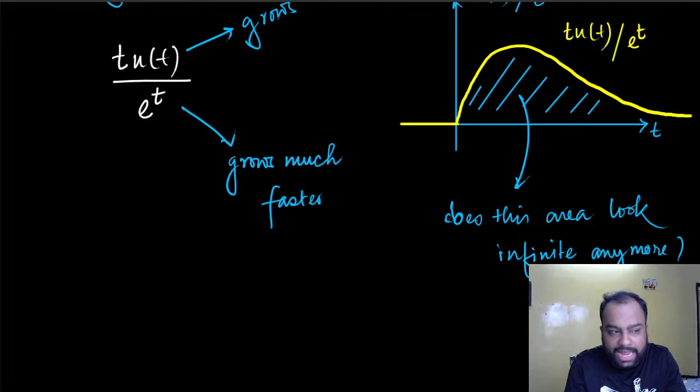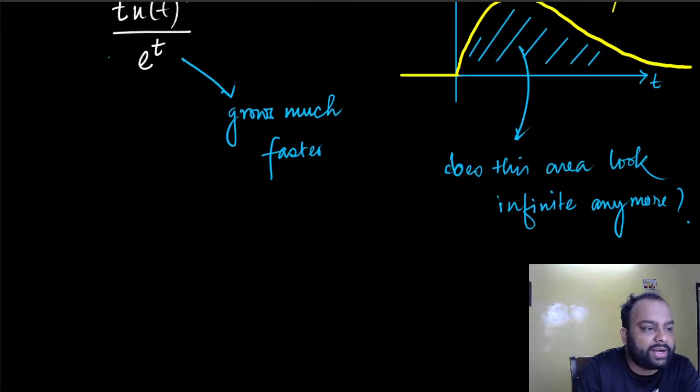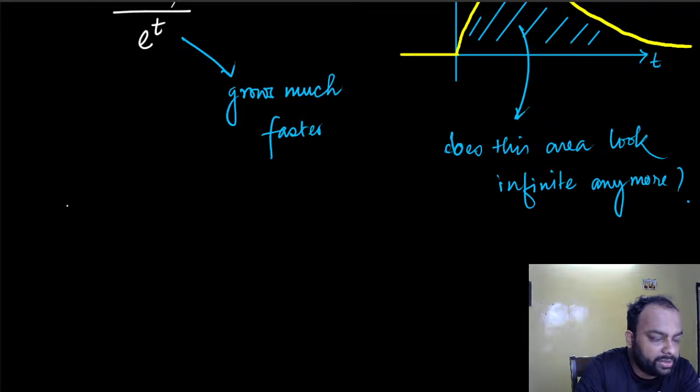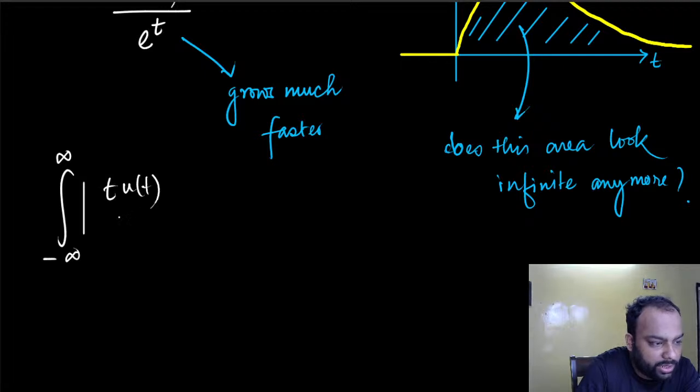But let's see that for ourselves, right? Let's calculate the absolute integral for this. Okay, so what is the absolute integration? Minus infinity to infinity, and then TUT divided by e to the power t.